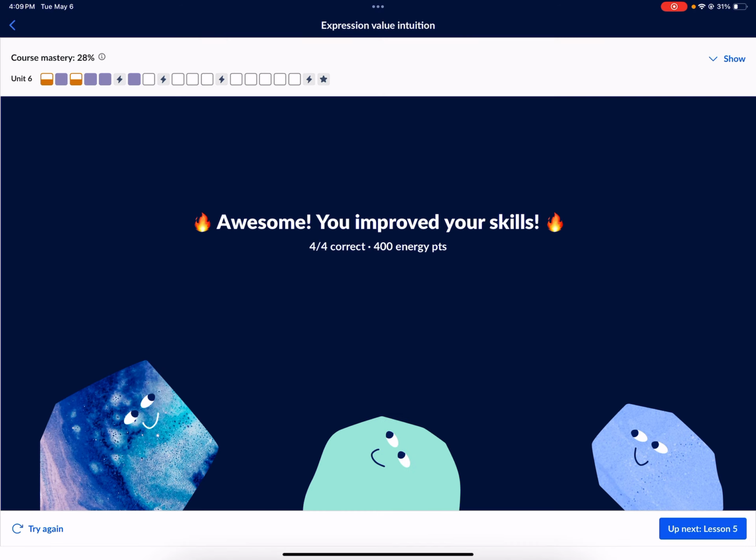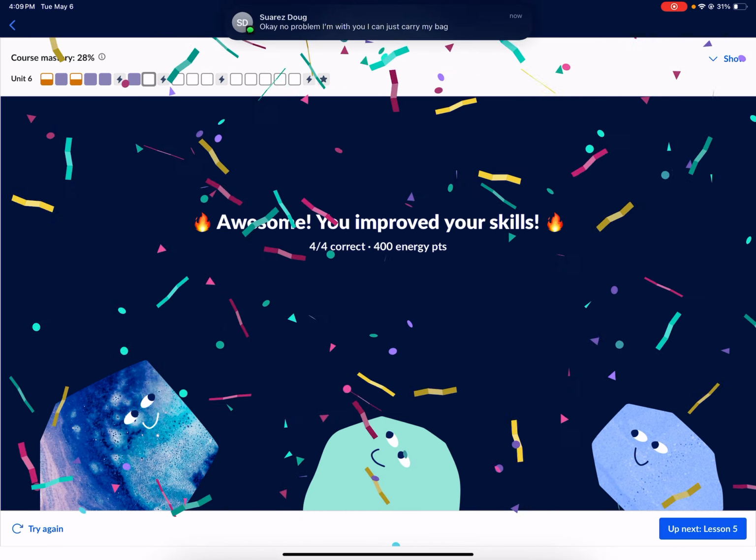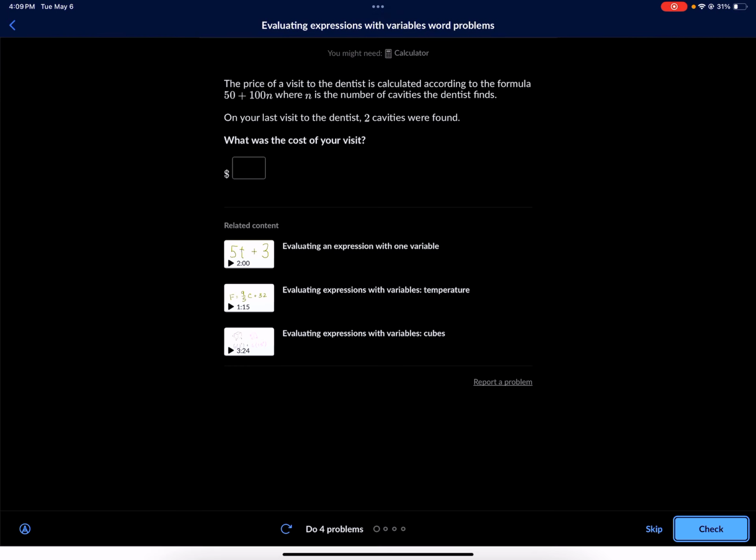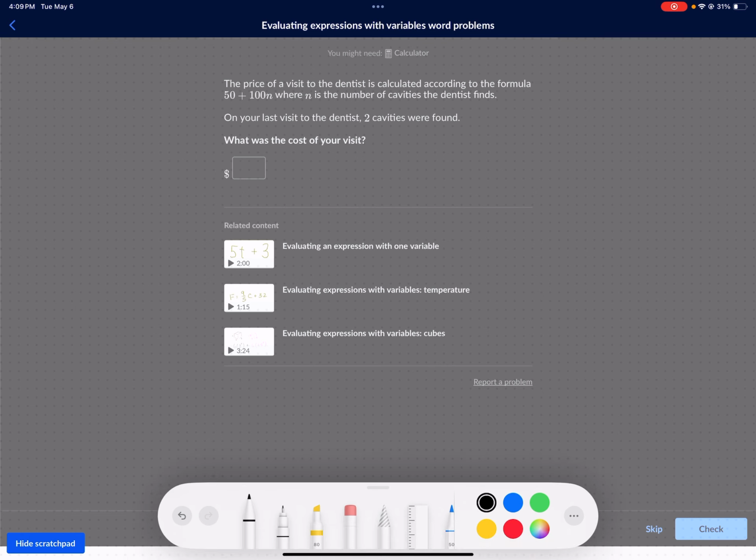Okay, so now we only have one more thing we're learning today, and that is evaluating expressions with variables word problems. The price of a visit to the dentist is calculated according to the formula 50 plus 100n, where n is the number of cavities the dentist finds. On your last visit to the dentist, two cavities were found. What's the cost? So let's just plug and chug.